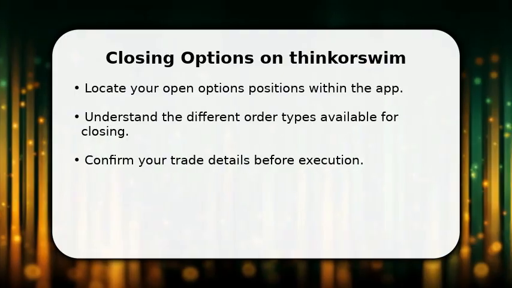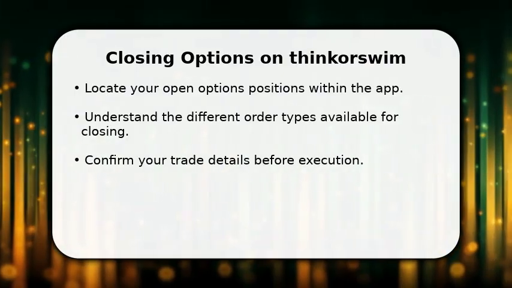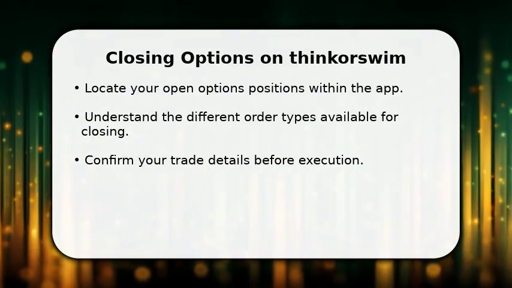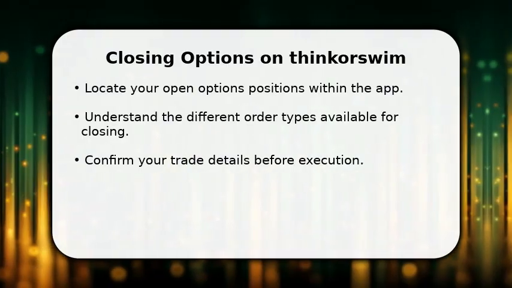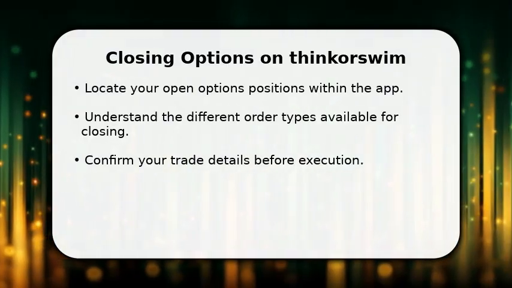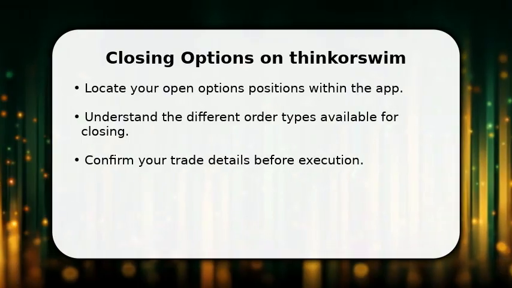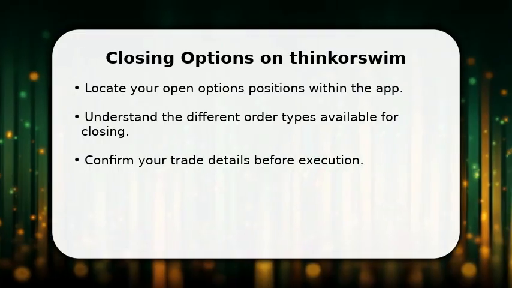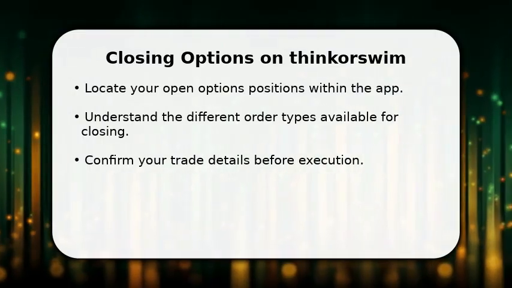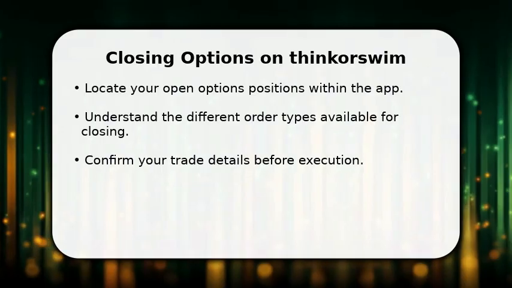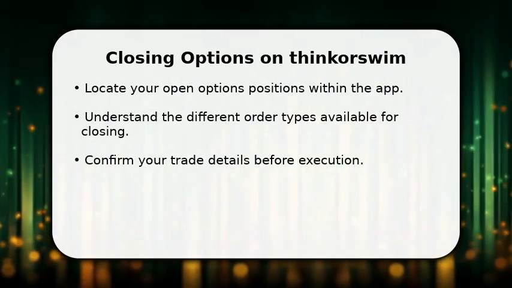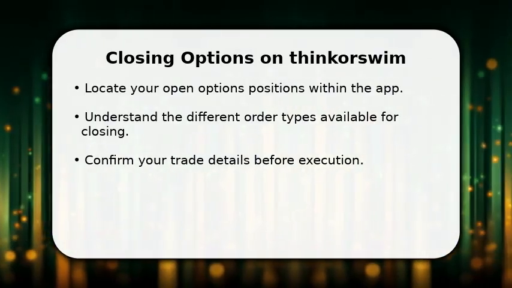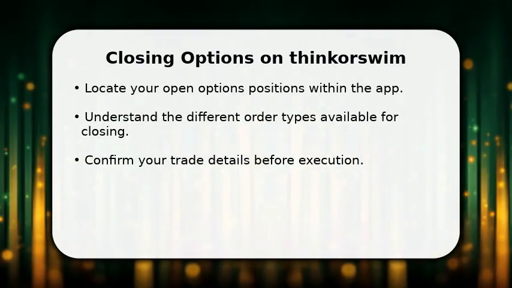In this video, I will explain how to close options on Thinkorswim mobile. First, open the Thinkorswim app and navigate to your positions. You'll need to select the specific option contract you wish to close. Then, choose the appropriate order type, such as a limit or market order, to initiate the closing process. Always double-check all the details before confirming your trade to ensure accuracy and avoid errors.